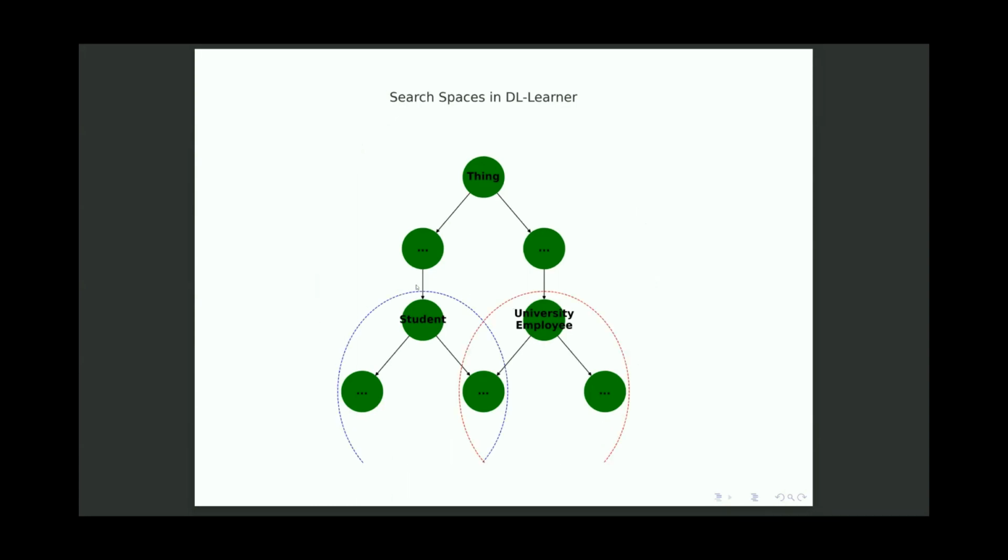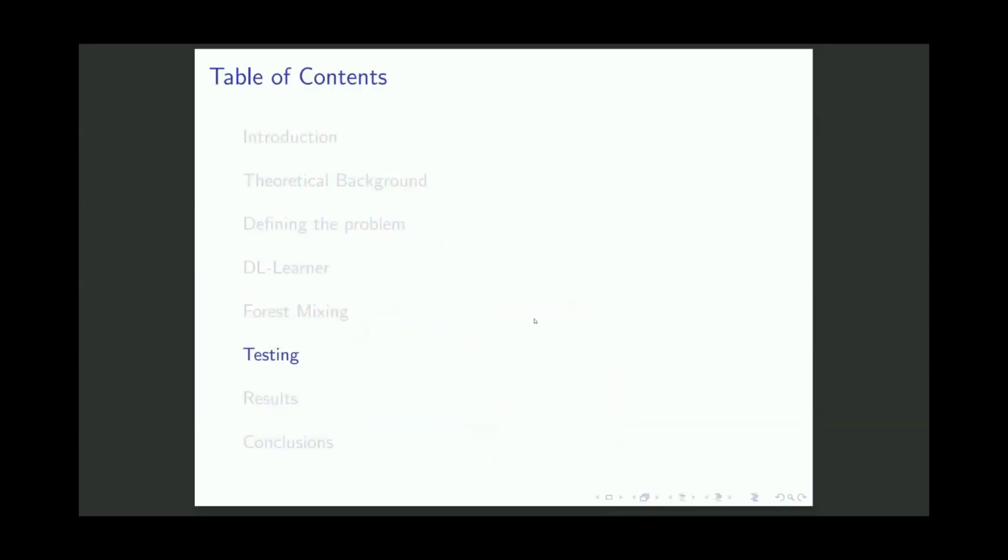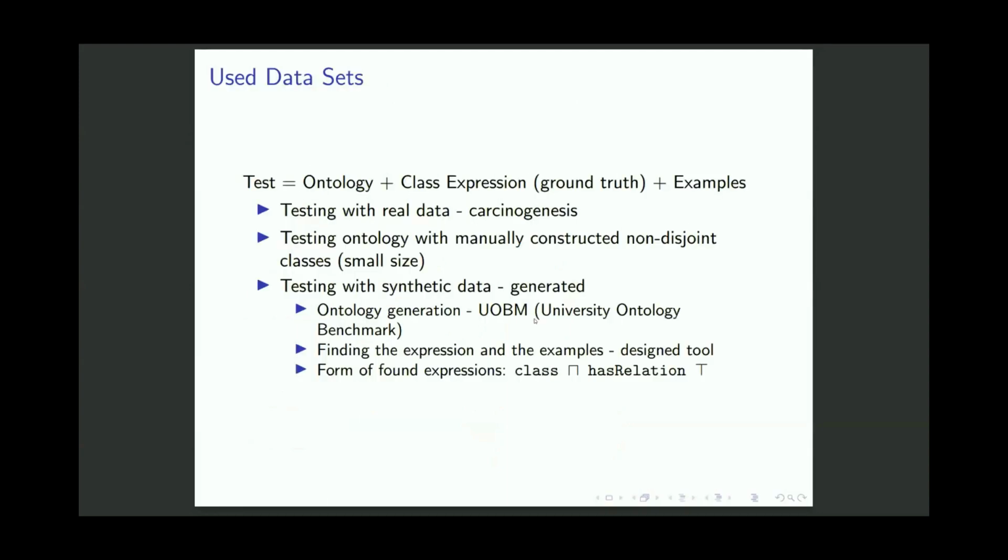But when you use multiple search trees starting from different nodes, it would have something like this, where we start from student and university employee, and students and university employees are like one of the first things we would try because we start from these two. No matter how far apart they are, how many nodes are between them, we would still, in theory, find relatively fast expressions which combine them. Now let's go to testing and see if that's actually true.